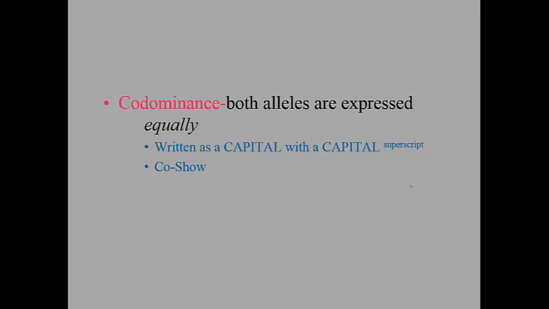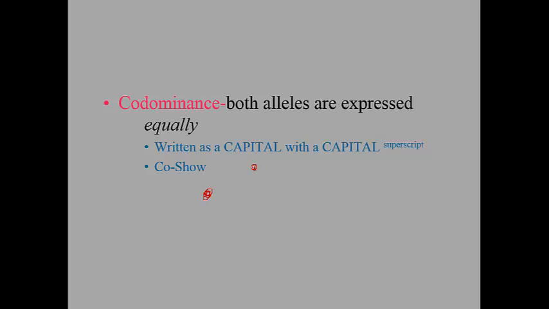The next one we're going to look at, again, this is non-Mendelian genetics, so this is one that does not follow dominant and recessive. This one is codominance, and this is where both alleles are expressed equally. Okay? This is going to be written as a capital letter and then a capital letter with a superscript, so you're going to see something written above it. And the way that we remember this is "co-show." Co and show rhyme, so that's an easy way to remember.